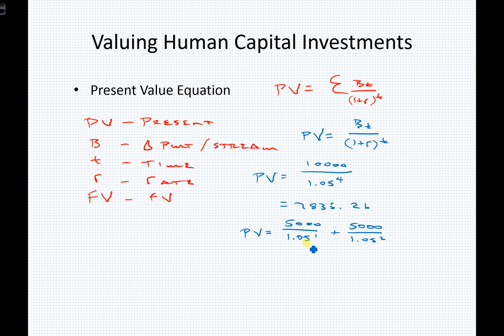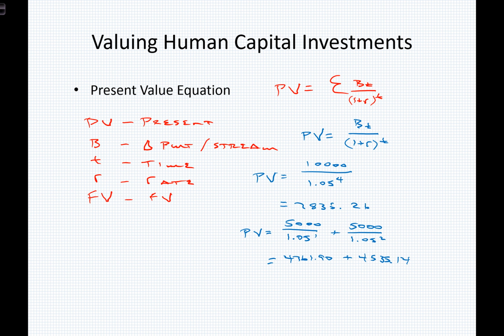And I'm expecting a 5% rate of interest. What is going to be my present value? Well, if I think about this, 5,000 divided by 1.05 is simply $4,761.90. And then another 5,000 divided by 1.05 squared is 4,535.14.